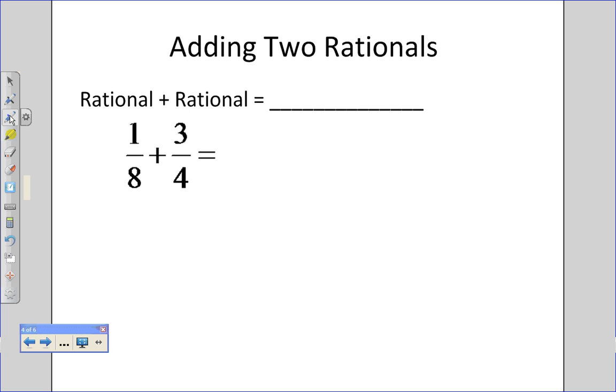A lot of people will remember that to add fractions, you just need to find a common denominator. Here you have an 8 and a 4, so the common denominator can be 8. The first fraction will just stay 1/8. The second fraction you need to multiply by 2, because 4 times 2 is 8. So 3 times 2 is going to be 6, our new numerator. And then we just add those numerators up. So our answer will be 7/8.